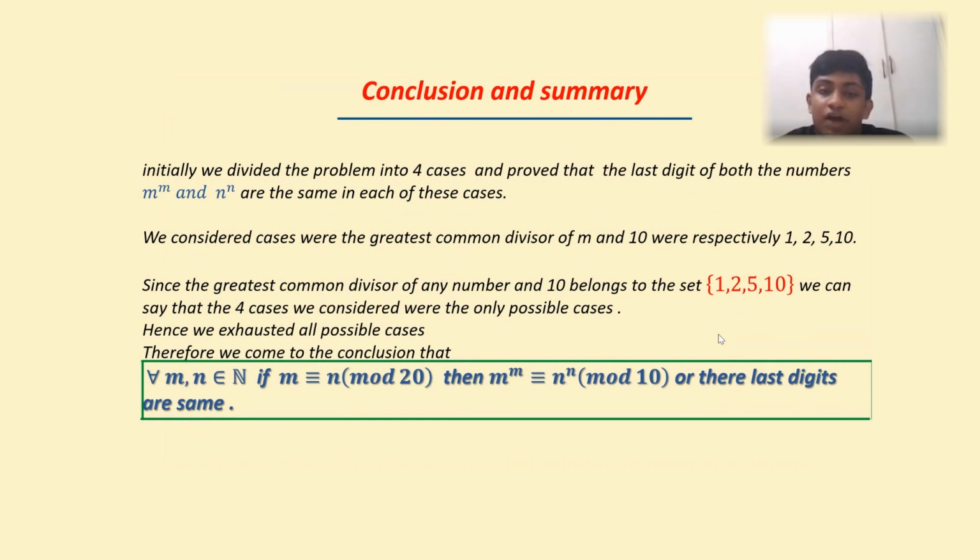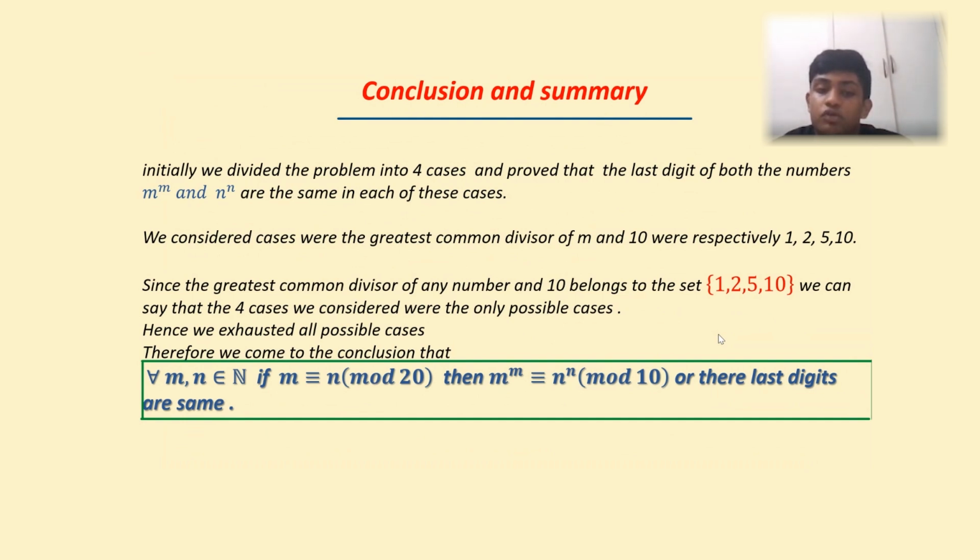So, initially, we divided the problem into 4 cases and proved that the last digit of both the numbers m to the power m and n to the power n are the same in each of these cases. We considered cases where the greatest common divisor of m and 10 were respectively 1, 2, 5 and 10. Since the greatest common divisor of any number and 10 belongs to the set {1, 2, 5, 10}, we can say that the 4 cases we considered were the only possible cases. Hence, we exhausted all possible cases.